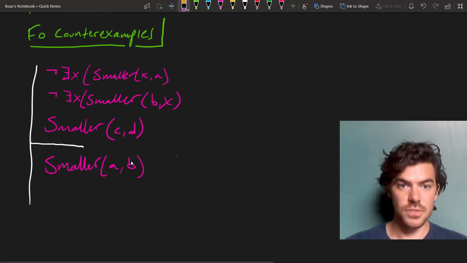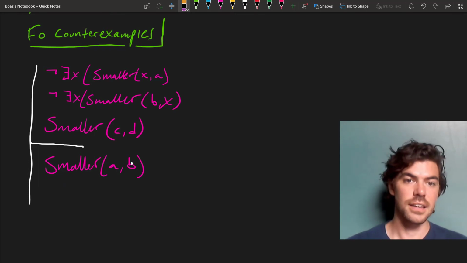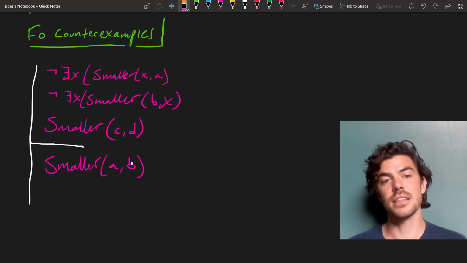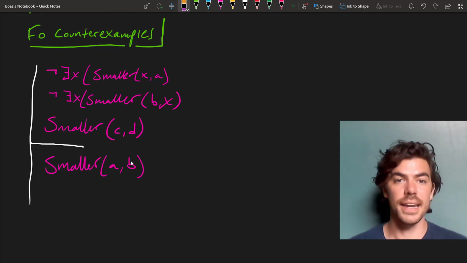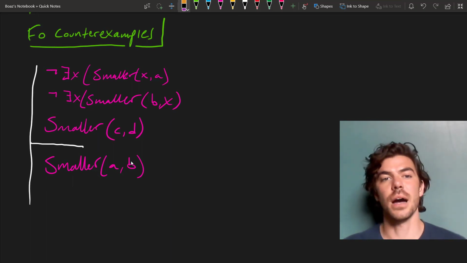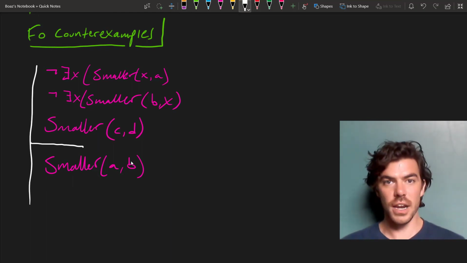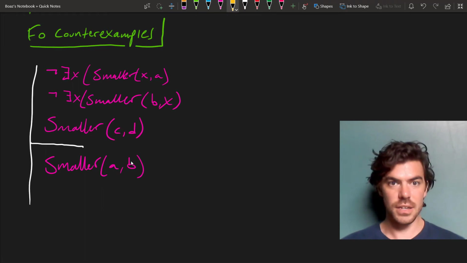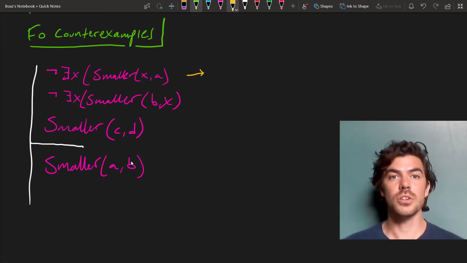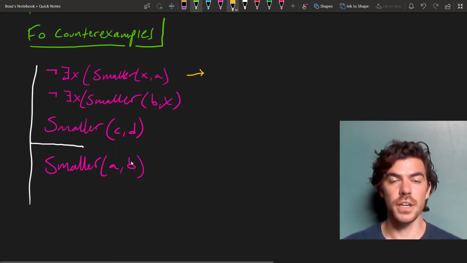There's a difference of size here, and as a result, there must be the case that A is smaller than B, at least in the way that we've set this up. But this is not a first-order consequence, and we can discover this by translating this, giving meaningful terms in which the premises hold and the conclusion does not.